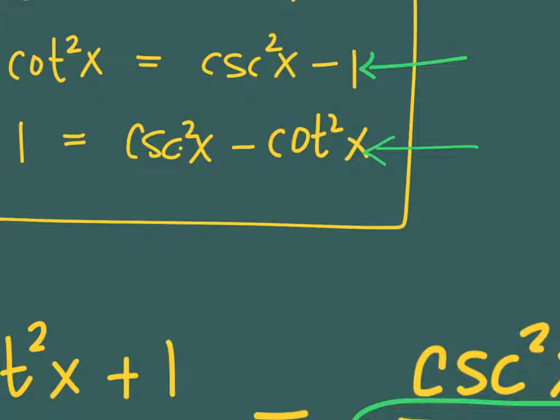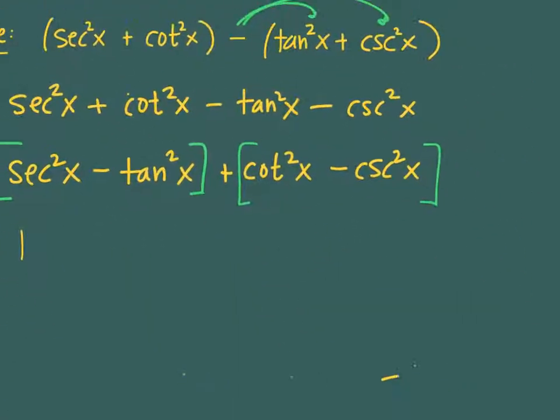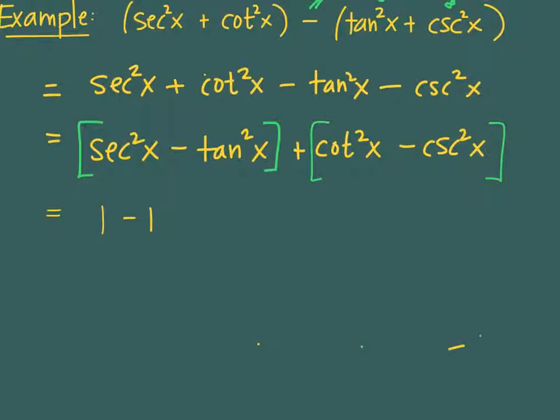5 minus 4 is 1. Switch the order. 4 minus 5, not 1 anymore. Negative 1. And so I do have to be careful about the order here. And so I'm going to replace this last thing with negative 1. And look what I end up with. My answer is 0 after all that. Okay, this whole thing simplified down to 0.